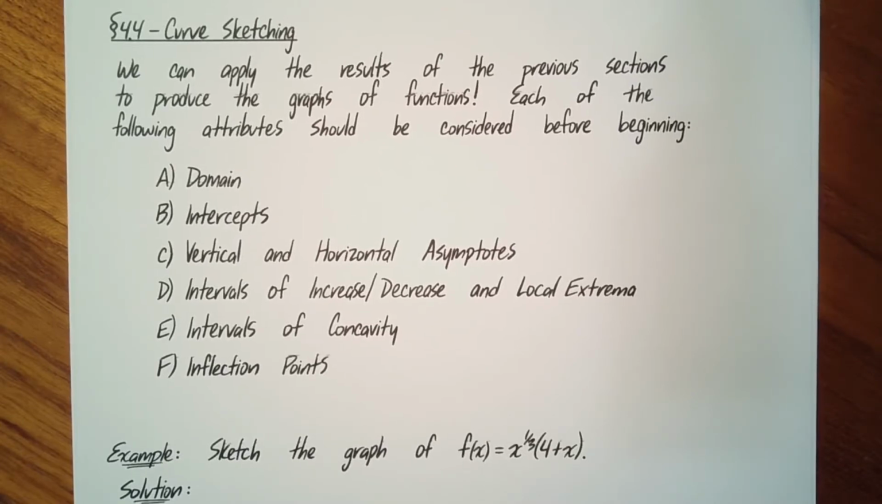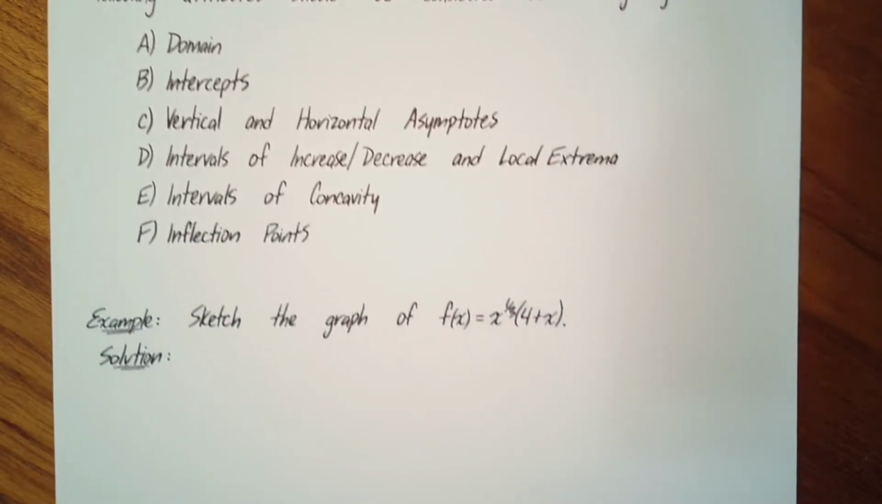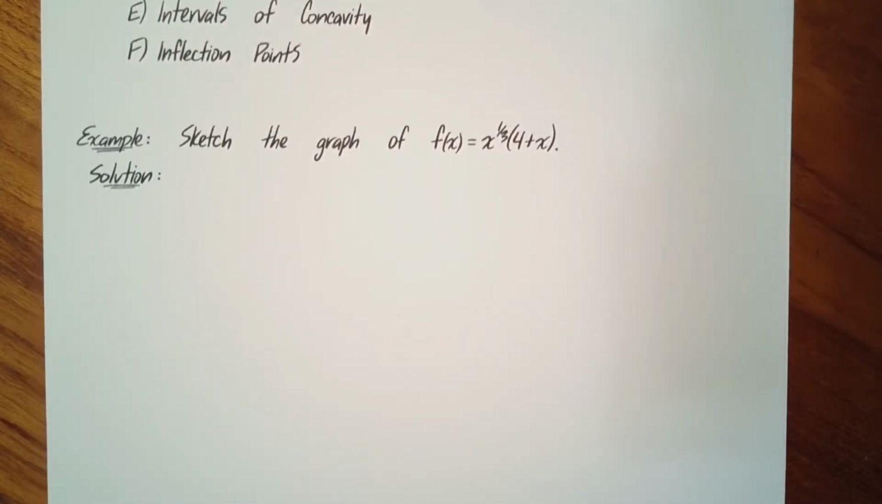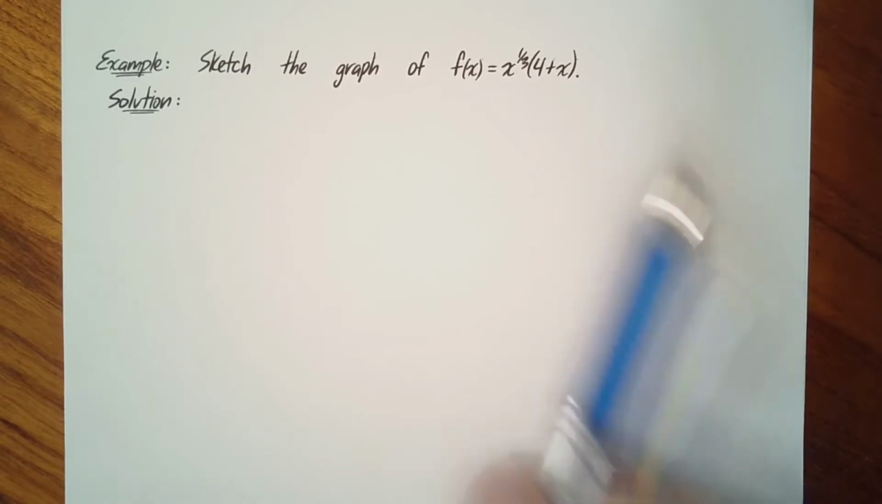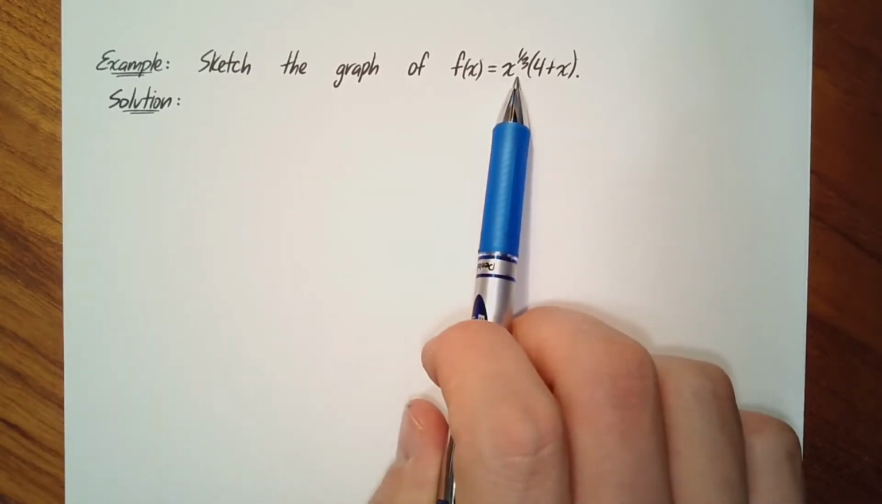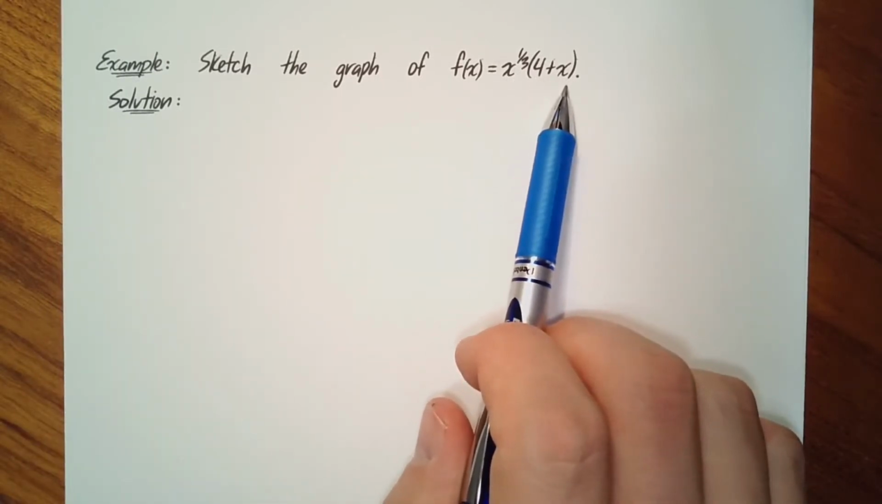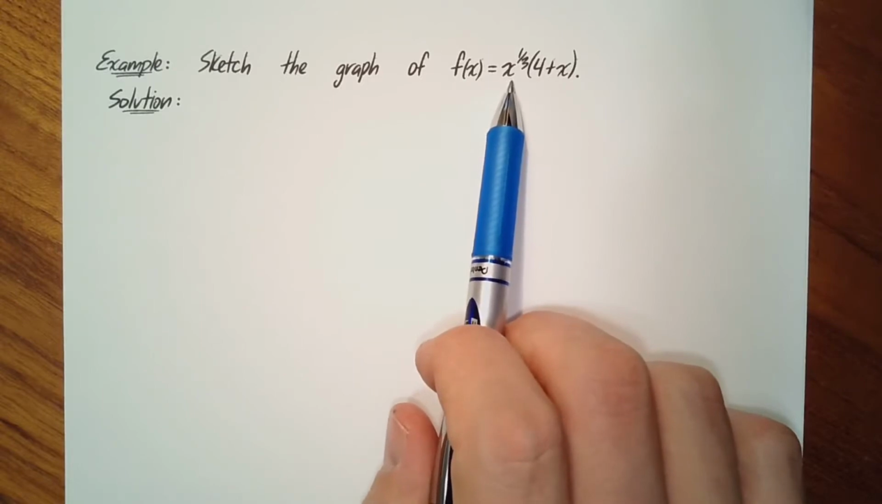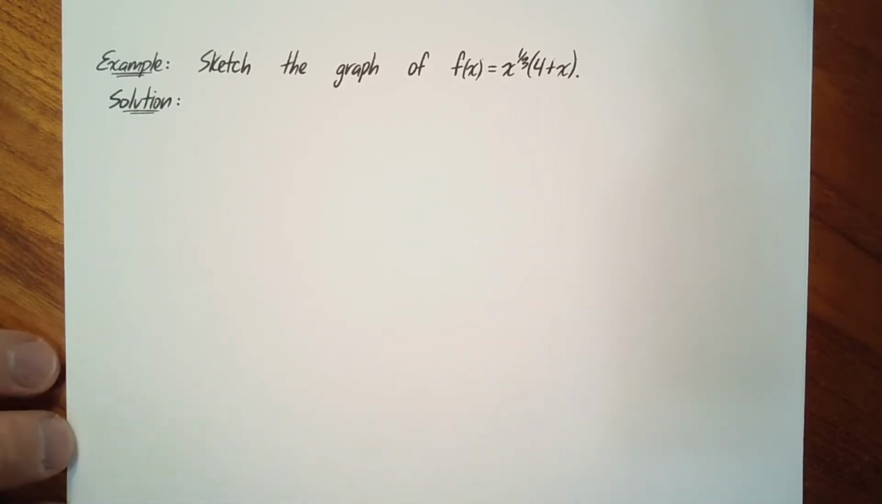So let's look at an example. We want to sketch the graph of this function f. It's defined by f of x is equal to x to the 1/3 times 4 minus x. Or you could think of this as the cube root of x, right? x to the 1/3 is really just the cube root of x. Let's go through the steps one at a time.